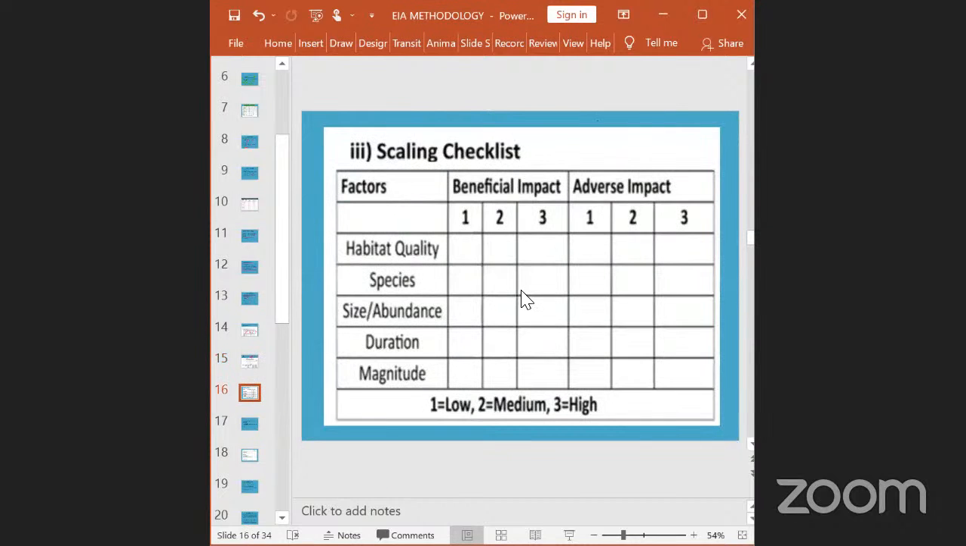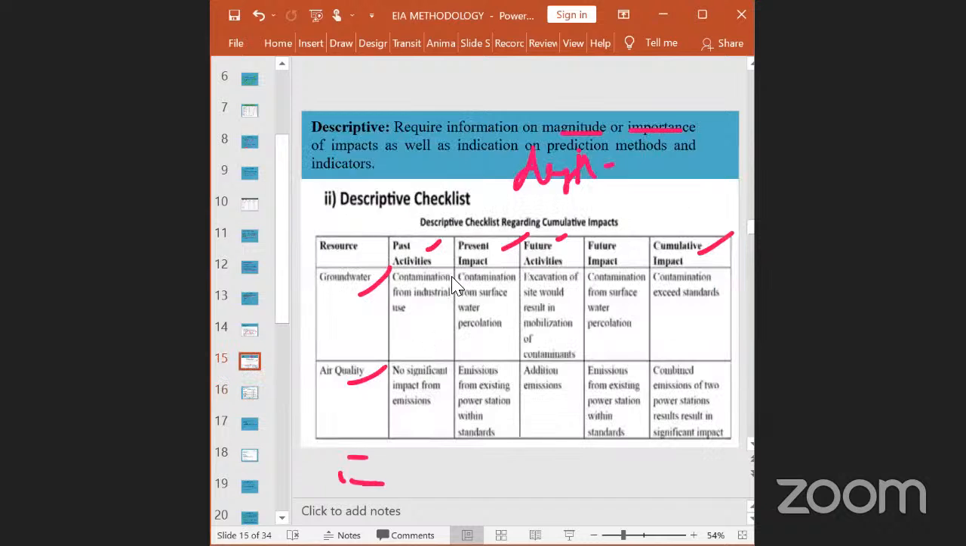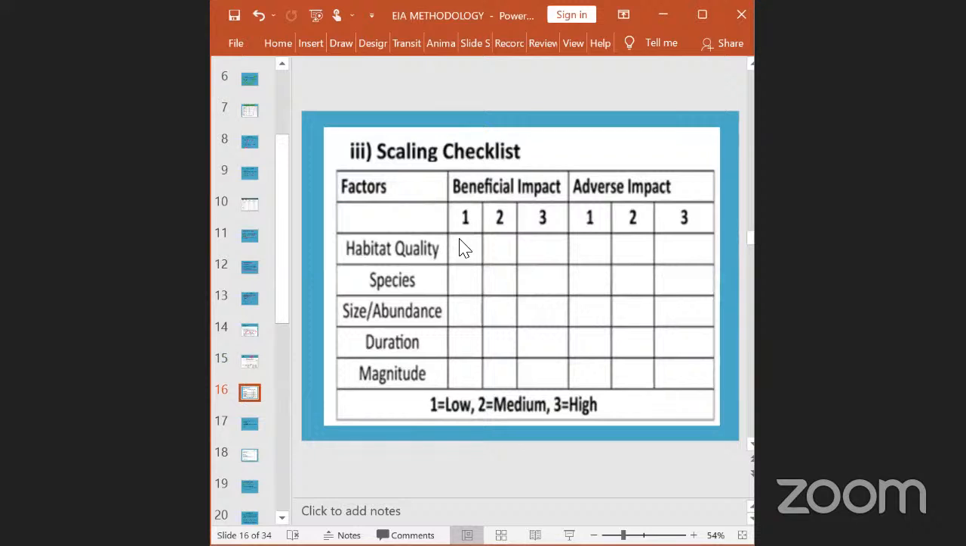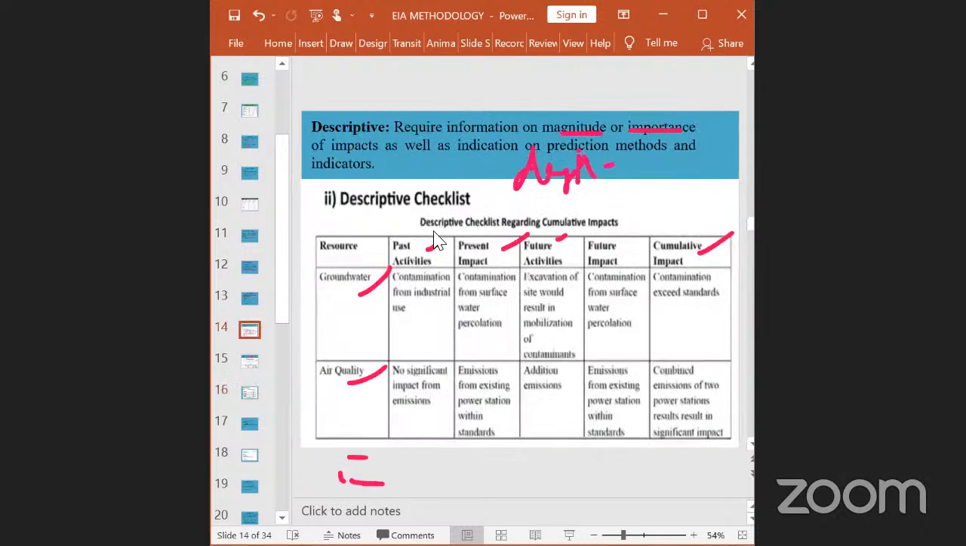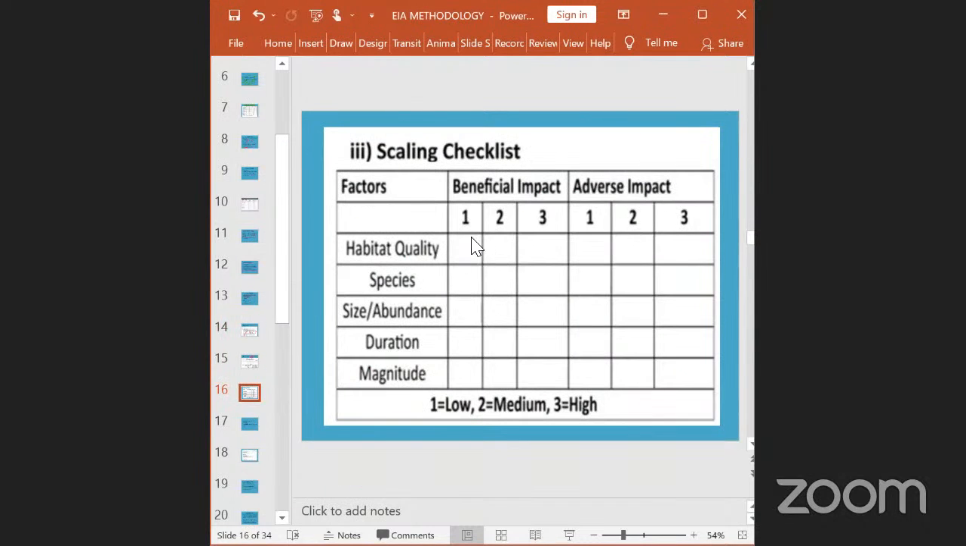The next one is the scaling checklist. The scaling checklist is similar to the descriptive checklist, right? But with additional information on subjective scaling of the impact on some of the environmental parameters. So, it is similar to descriptive, right? The meaning of scaling is a rating or grading system, right? Rating or grading system.